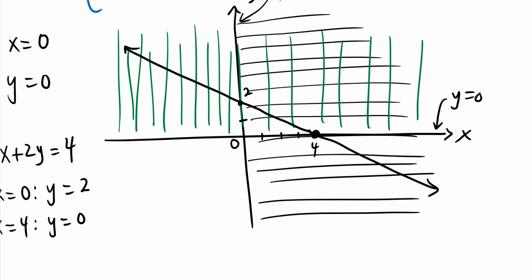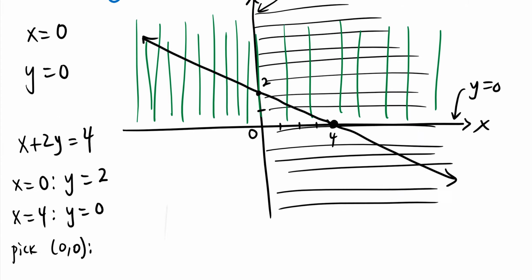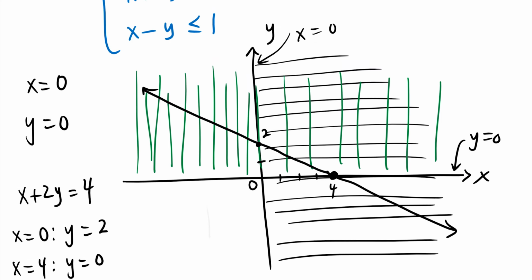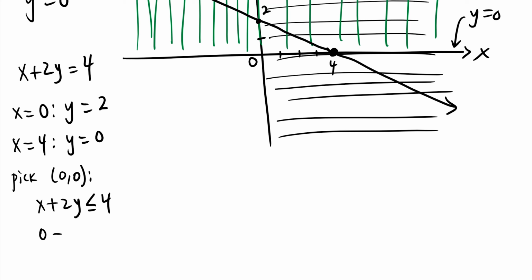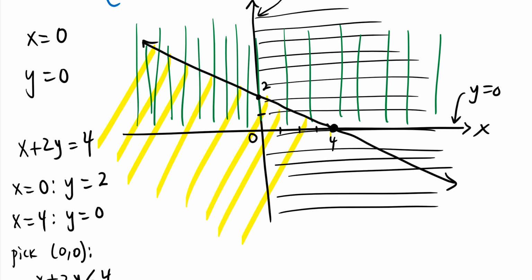Now we can pick a point. Choose the point 0, 0 and substitute it into the inequality x plus 2y less than or equal to 4. Test it: 0 plus 0 equals 0, which is less than or equal to 4. That's true, that's correct. So we shade the region below the line, because that's the region containing the origin, which is a true region.